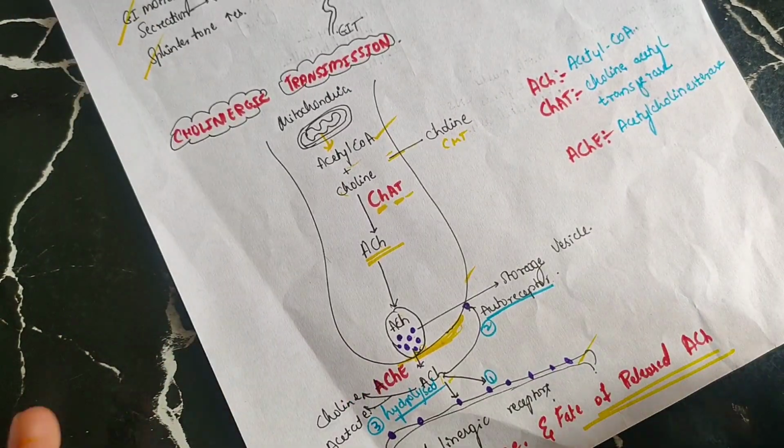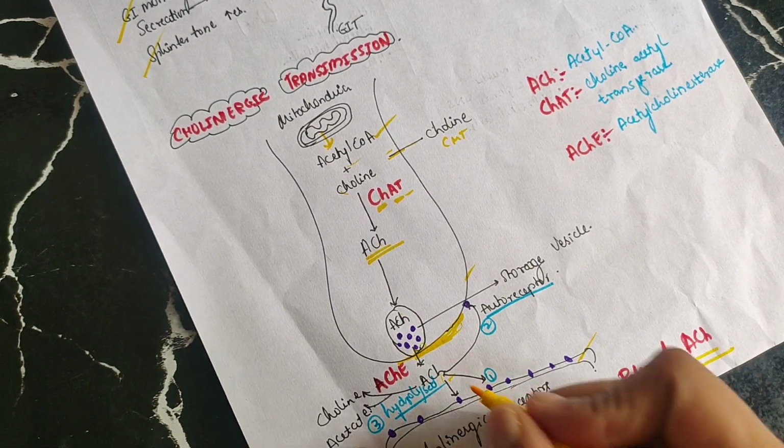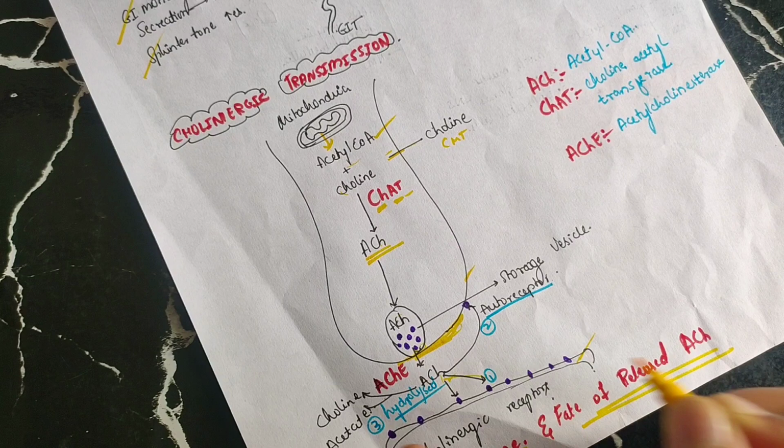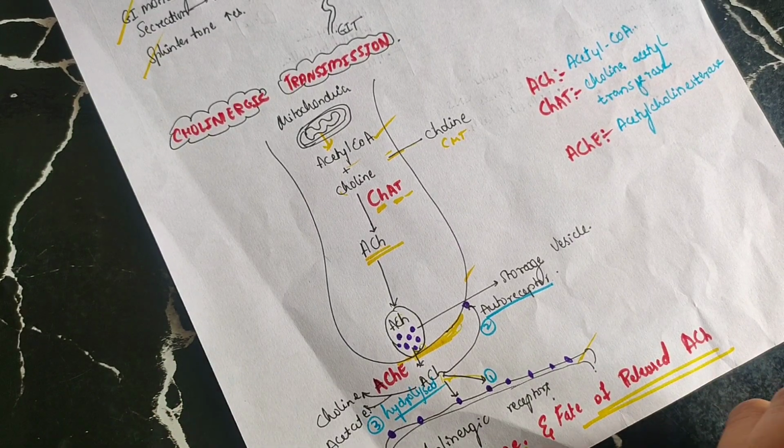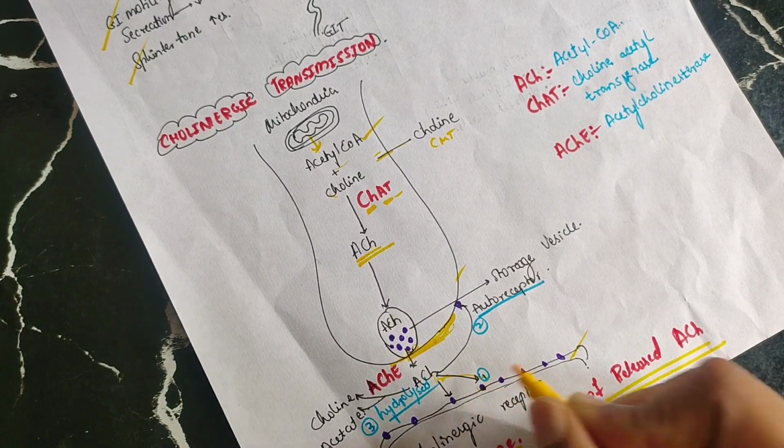What is the fate of this? How will it be changed? There will be three conditions. It may be picked up by the receptors. Receptors for acetylcholine are muscarinic and nicotinic receptors. Any one of these will pick it up. Acetylcholine is picked up by this receptor.